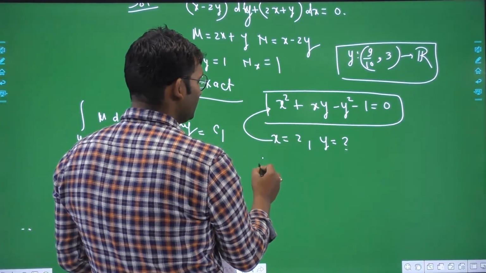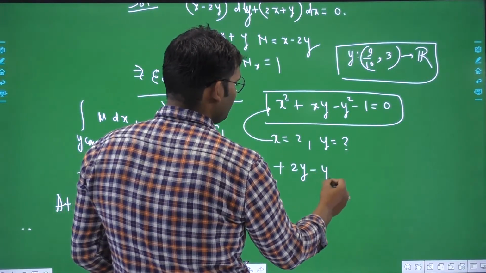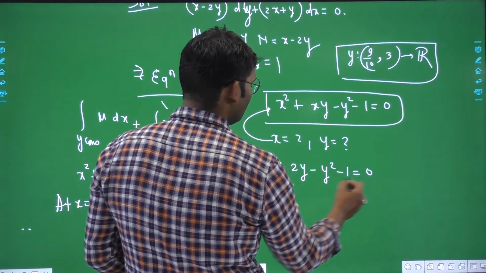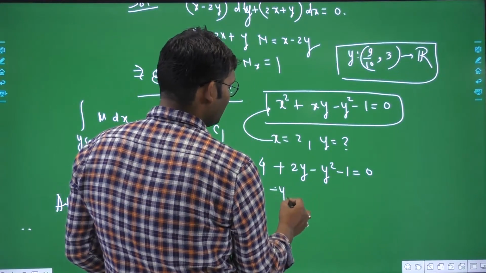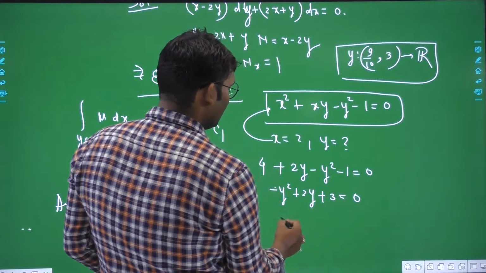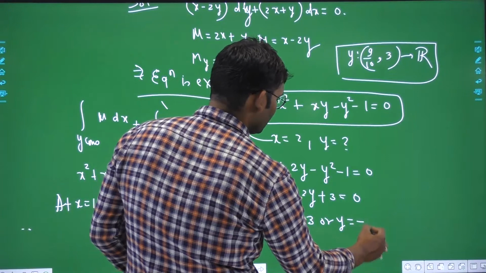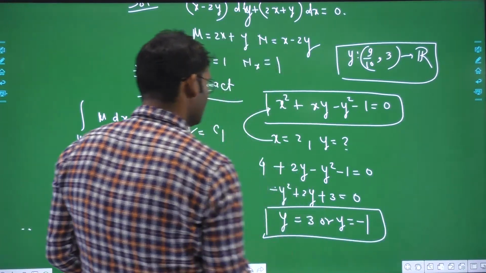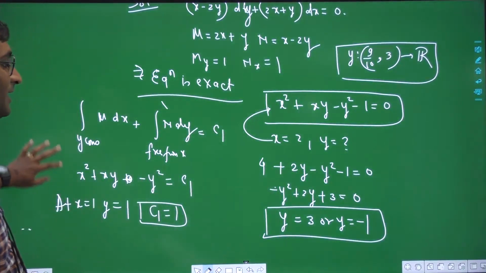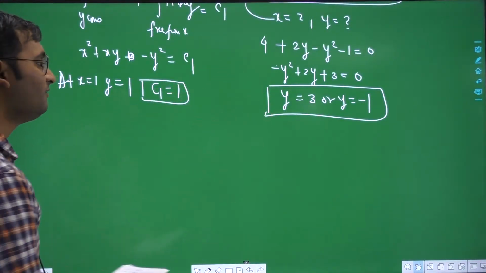So you just replace here. So this is 4 plus 2y minus y squared minus 1 equal to 0. So you're getting minus y squared plus 2y plus 3 equal to 0. So you're getting y is equal to 3 or y is equal to minus 1. Now from this you can only have one answer.